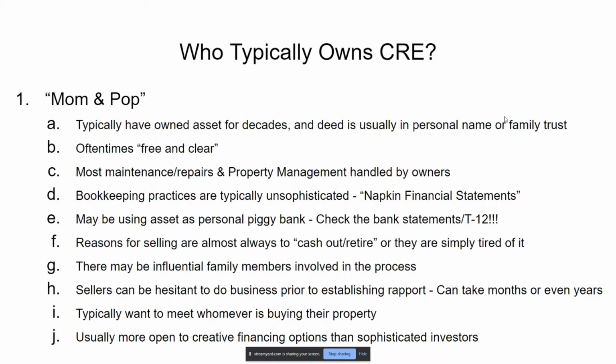And then there's a lot of deferred maintenance, because they're probably doing all the work and the management and collecting. So they're probably dealing with a lot of cash, right?